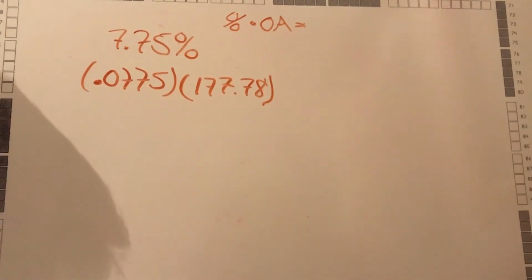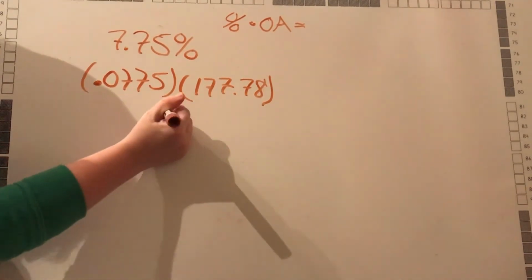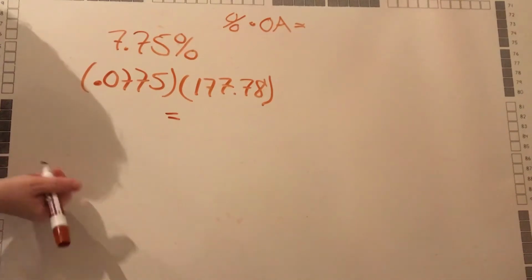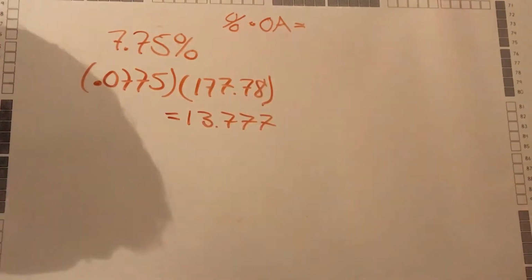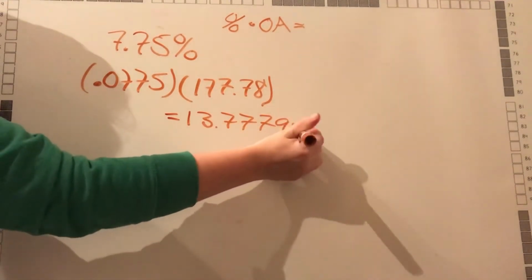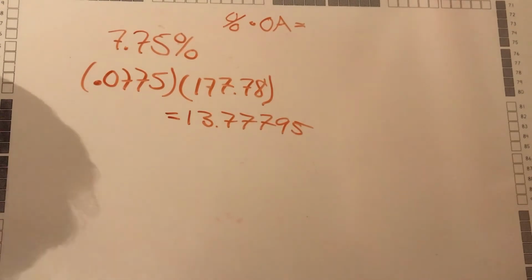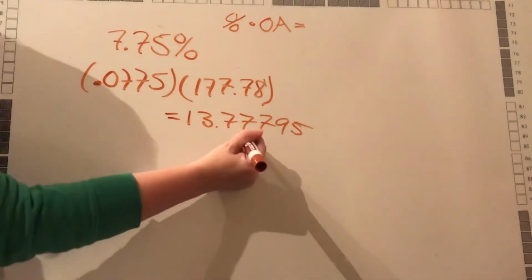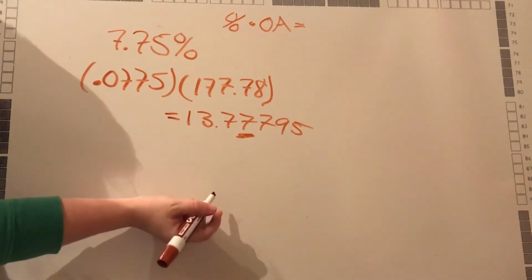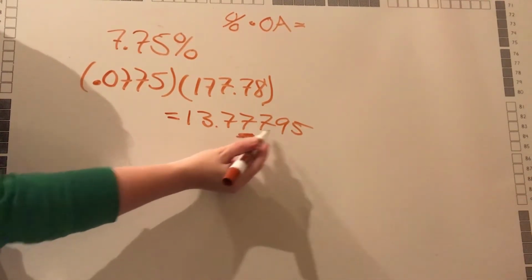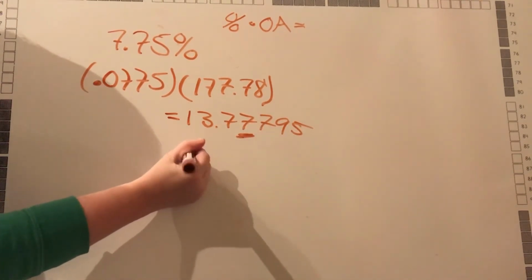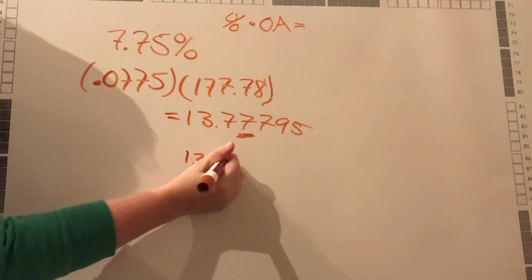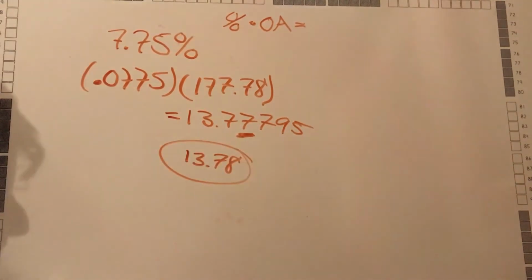I don't have a calculator on hand, so I'm just going to look at the book and get the answer from the book. And this multiplied together is going to equal 13.77795. But we're dealing with money. So if we're dealing with money, we always have to end in the hundredth spot because we don't have anything less than a penny. So this is going to round up, and the tax is going to be $13.78. That's how much the tax is.